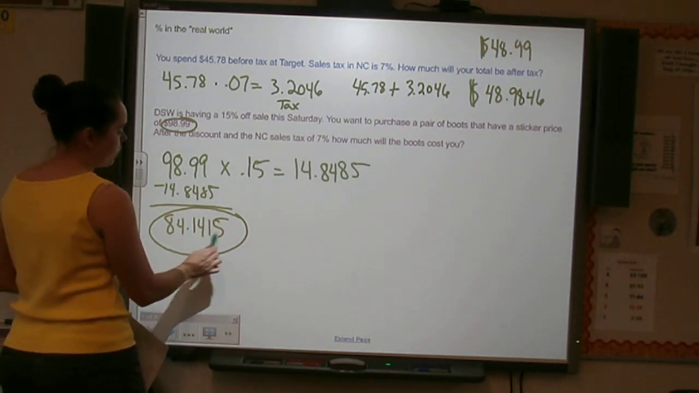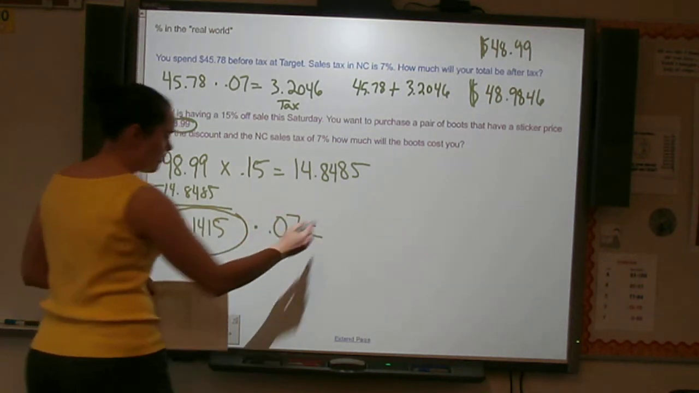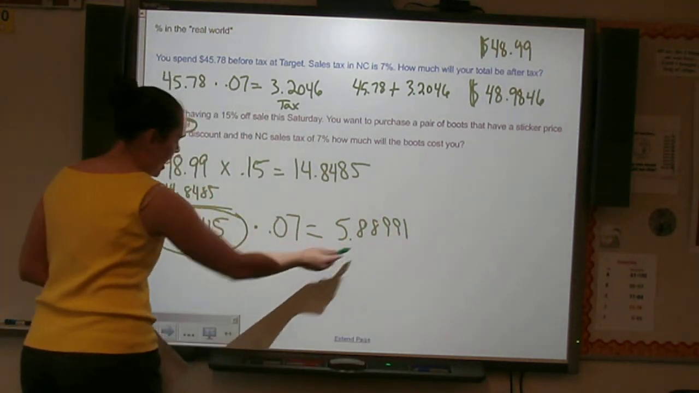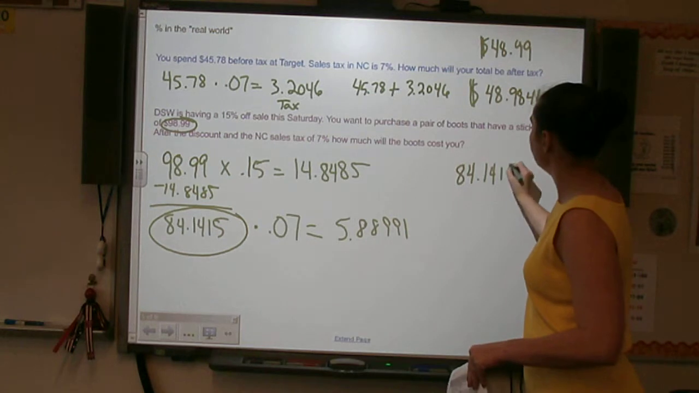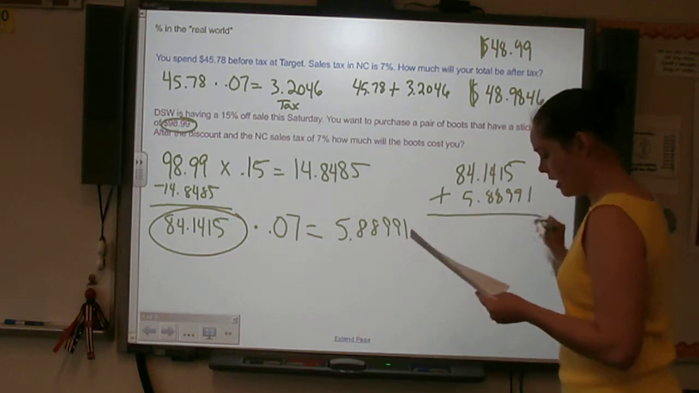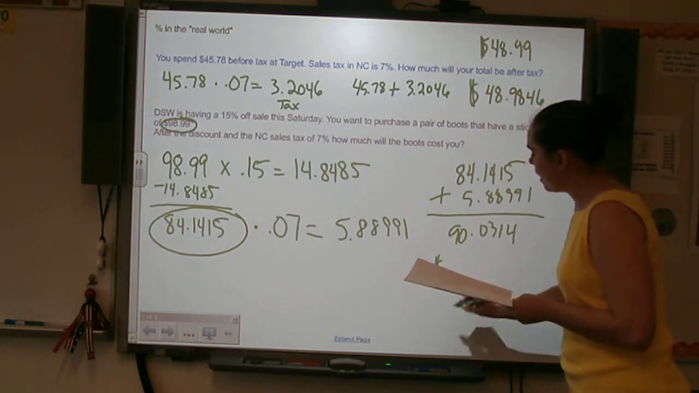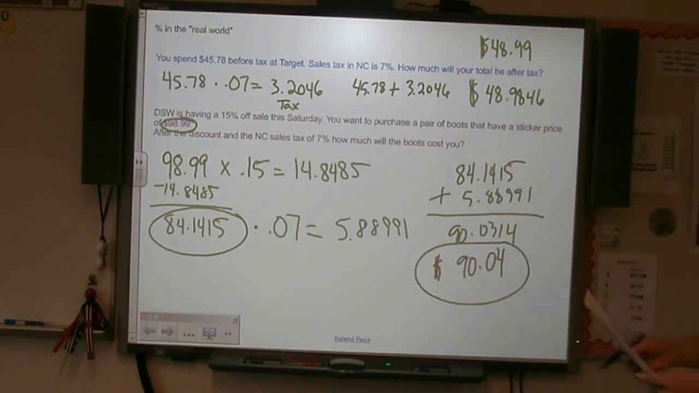Now this is the price after the 15% discount, but now I need to apply my 7% sales tax. So now I'm going to take this $84.1415 and multiply it by 0.07, and that's going to give me 5.88991. And now I need to add the tax to this $84.1415, so $84.1415 plus 5.88991 is 90.0314, and again in real life they're going to round up, so you'd probably pay $90.04 for that pair of boots, and that was after the 15% was taken off and then after the 7% sales tax was applied.